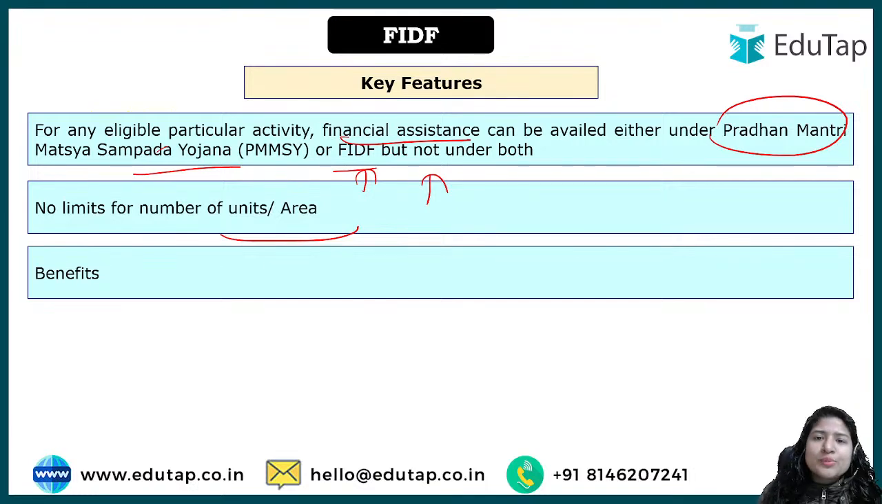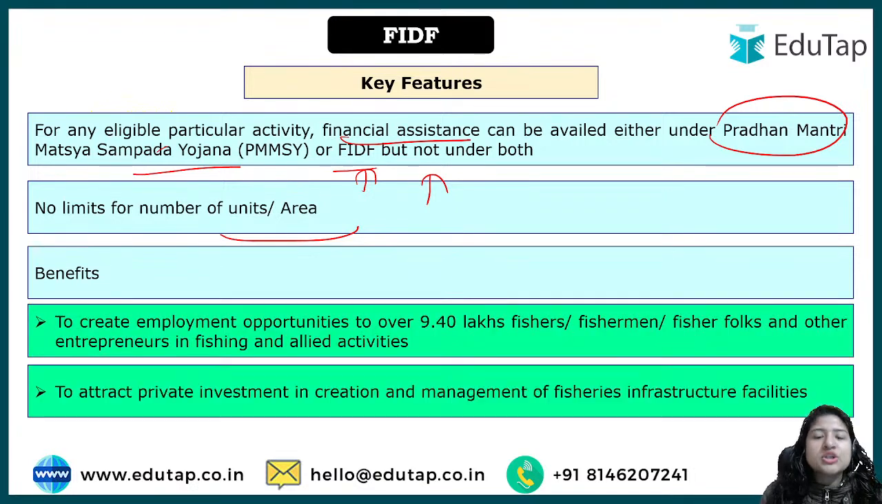And of course there are going to be some benefits of the scheme. Employment generation will happen, okay? And private investment will also be attracted, because you are getting a loan at a concessional rate. So these were some of the things you have to keep in mind.